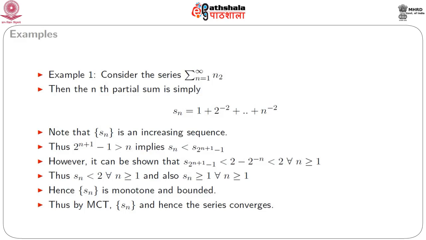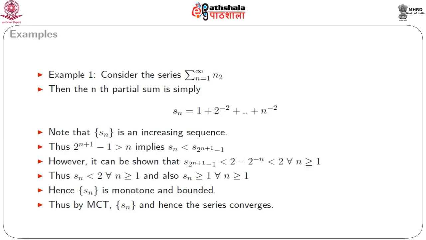So let us consider some examples. Consider the series summation n from 1 to infinity of 1 by n square. Then the nth partial sum is simply Sn equal to 1 plus 1 by 2 square plus 1 by 3 square up to 1 by n square. Note that Sn is an increasing sequence. Again, we have the inequality that 2 to the power n plus 1 minus 1 is greater than n, and since Sn is an increasing sequence, the above inequality implies that Sn is less than S of 2 to the power n plus 1 minus 1.